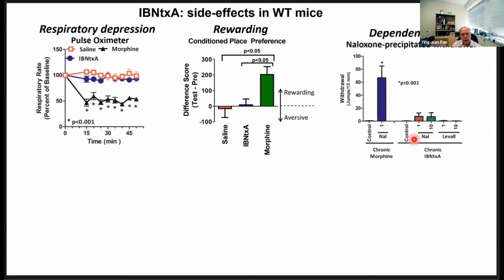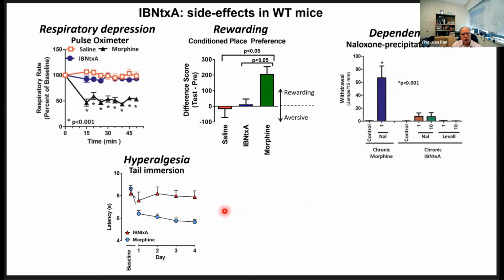We also measured the physical dependence of IBNtxA. We gave the drug chronically for 7 to 10 days, then challenged with naloxone to precipitate withdrawal. Then we look at the withdrawal symptoms. For morphine, we mainly use the jumping within 15 minutes immediately after giving the naloxone. So we can see morphine induces a significant withdrawal jumping score, whereas IBNtxA has no jumping, very little jumping. So no physical dependence. And we also use the tail flick assay to analyze hyperalgesia. Here is morphine, here is IBNtxA.